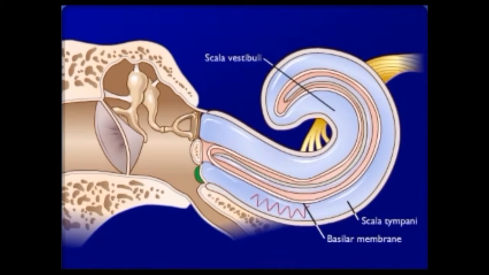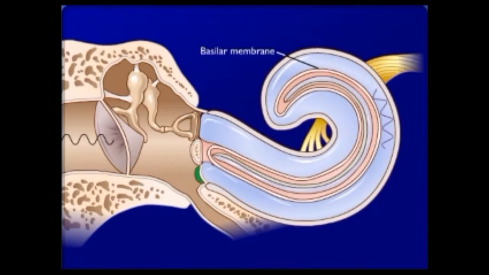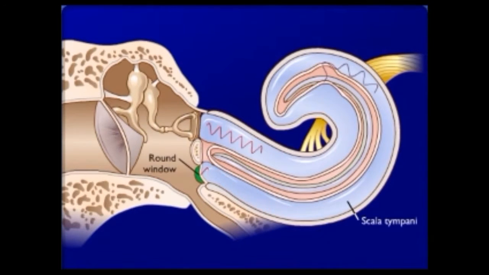This movement is detected by hair cells of the spiral organ, which are not visible in the animation. Long wavelengths from low-pitched sounds cause displacement of the basilar membrane far from the oval window. Again, this movement is detected by hair cells of the spiral organ, which are not visible in the animation. When the vibrations reach the perilymph in the scala tympani, they travel to the round window where they are dampened.